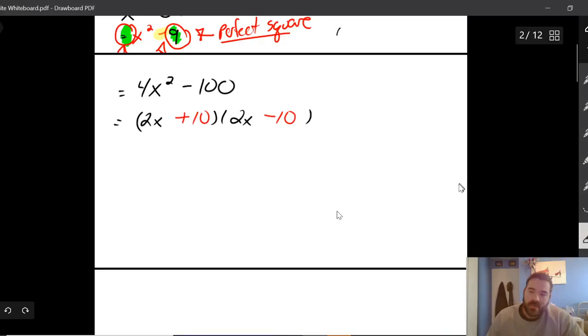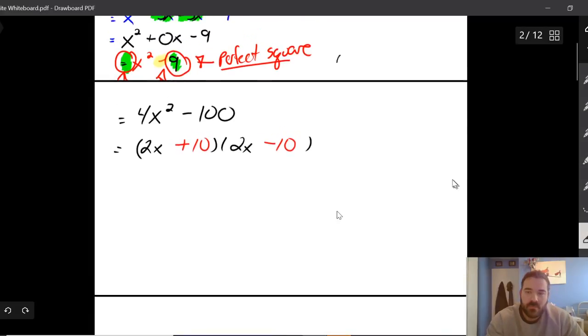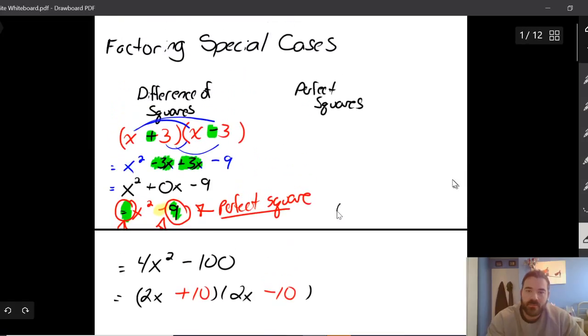Let's go back and let's talk about perfect squares. Perfect square trinomials. And I think my audio levels are pretty good. If there's anything wrong or there's feedback on the levels, please just let me know in the chat so I can fix it.